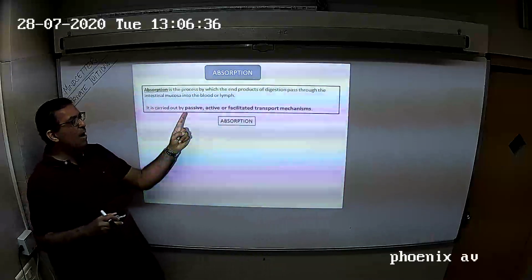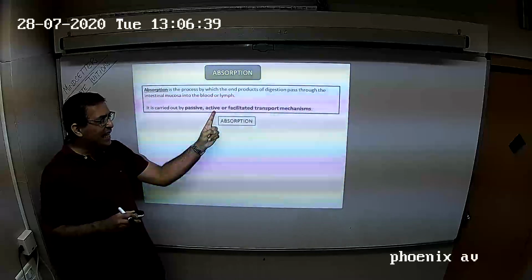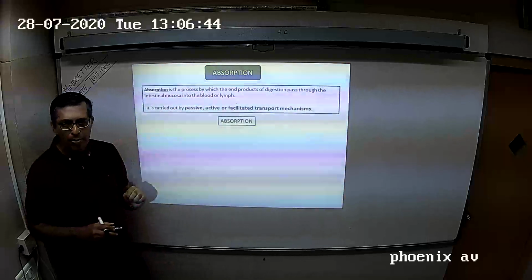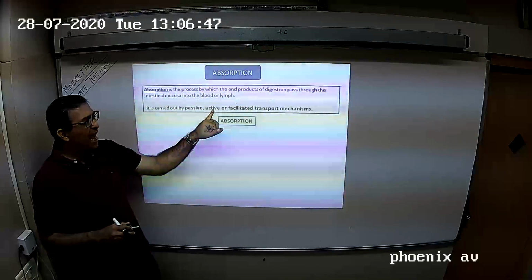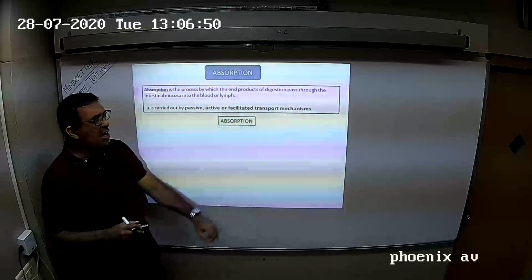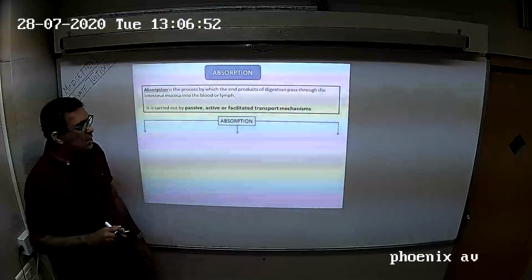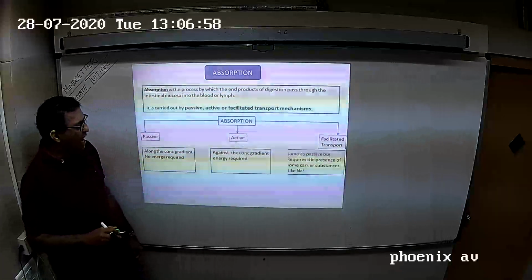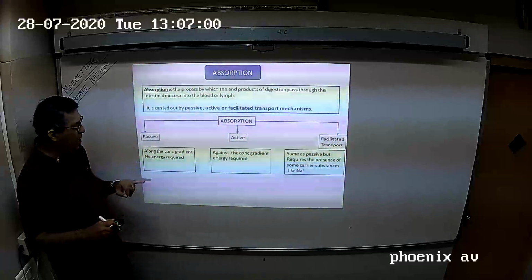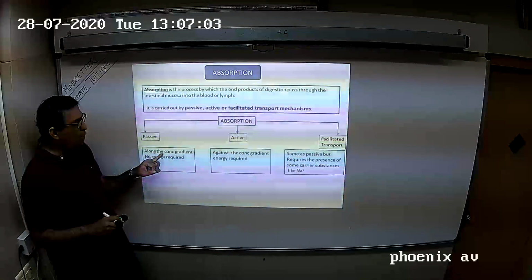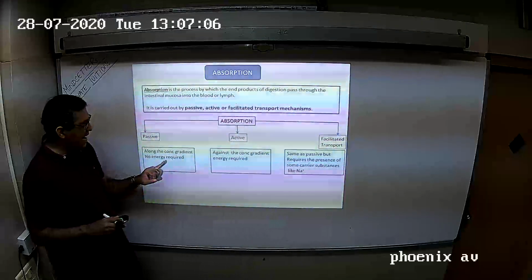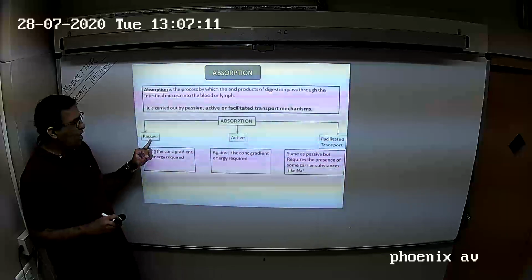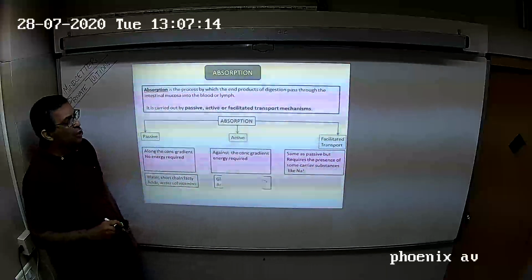Absorption is carried out by passive, active, and facilitated transport mechanisms. There are three types of absorption: passive, active, and facilitated transport. What do you mean by this? In passive absorption, food is absorbed along the concentration gradient. No energy is required. So food is absorbed along the concentration gradient.